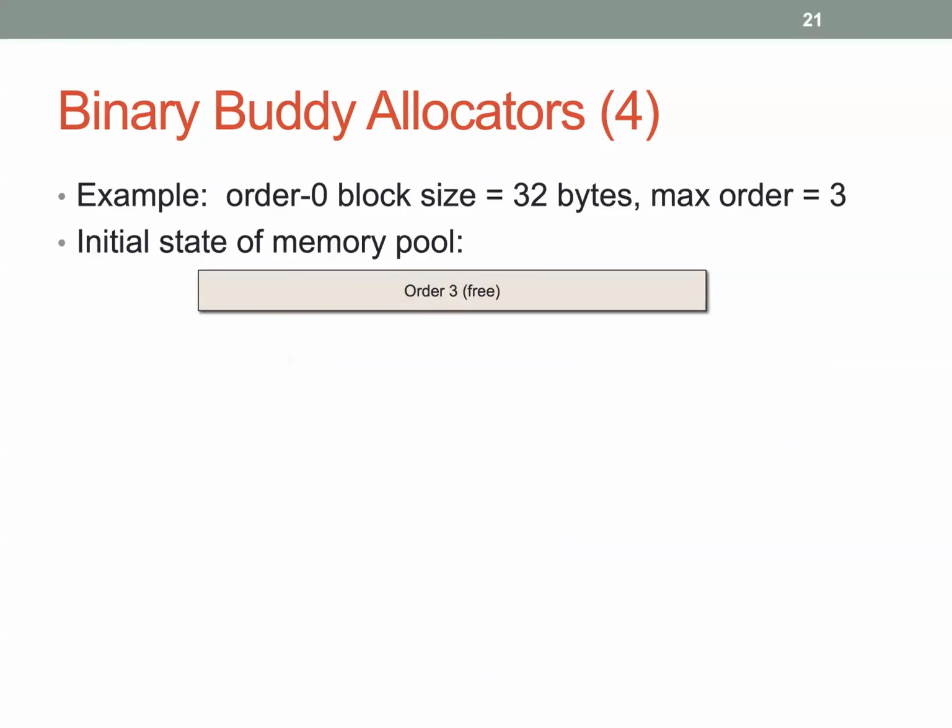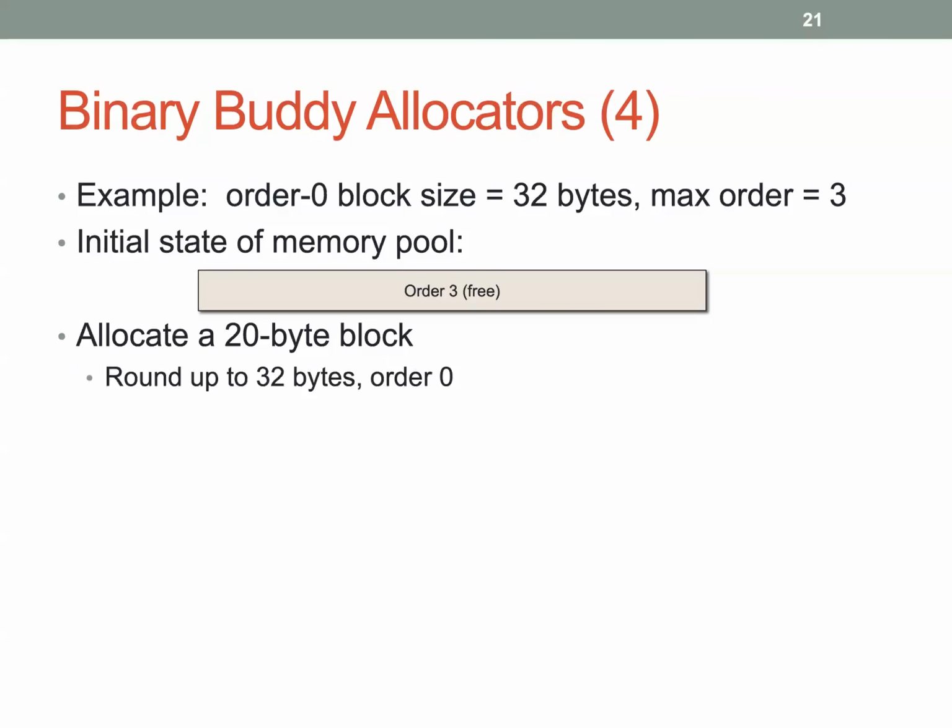So this is our initial memory pool state. We have one free order 3 block. We have a 20 byte allocation request come in. Of course, that would be 32 times 8. What's 32 times 8? I'm sorry, you guys have to watch me do math here. I think it's 256 bytes.